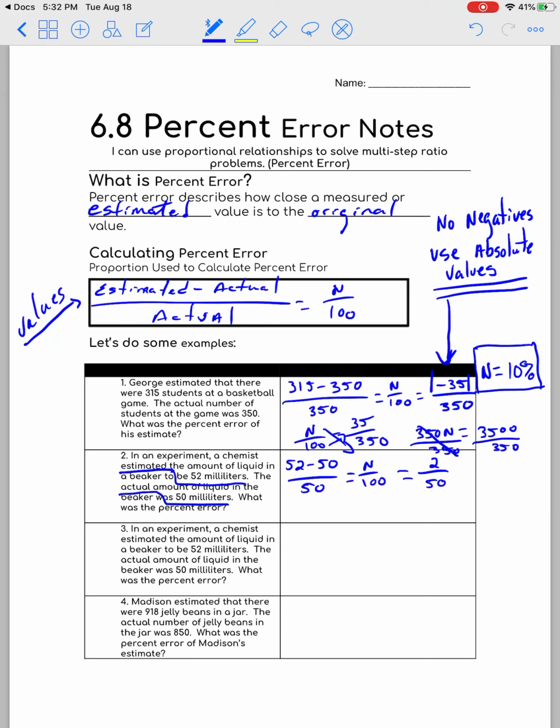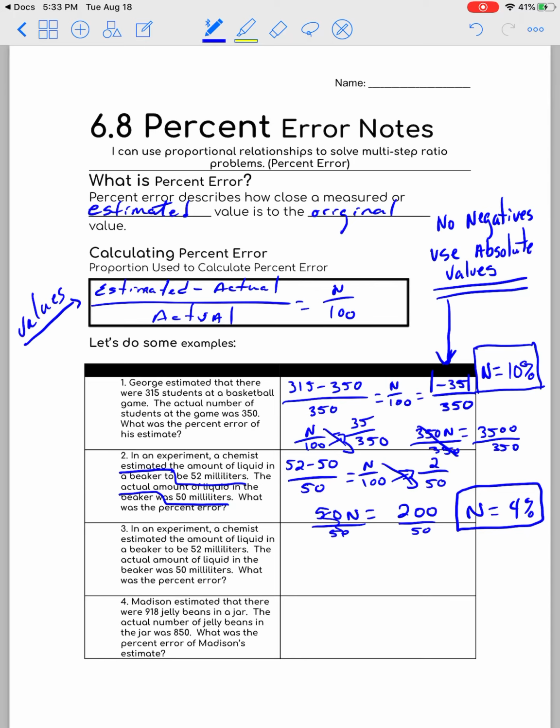52 minus 50 is 2. Bring your 50 over. Now notice here, 2 is already positive. We know the absolute value of 2 is 2. Okay, so we don't really need to change anything here. Cross multiply and divide. You have 50n is equal to 200. And if I divide by 50, n will equal 4. So you got a 4% error in that estimation.